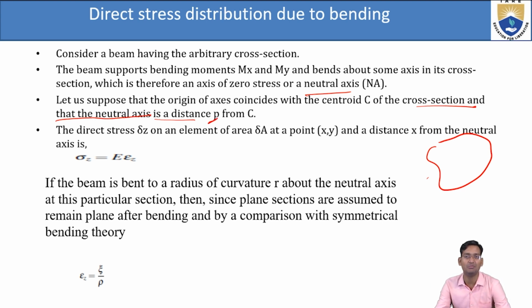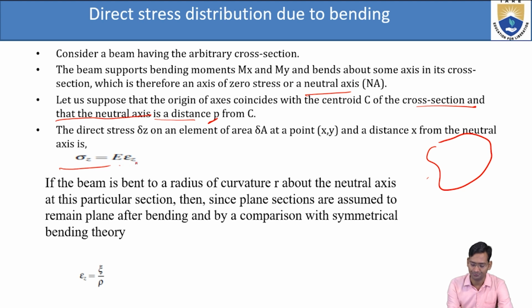So the direct stress sigma z on an element of area del A at a point x comma y, and at a distance x from the neutral axis, is found simply from Hooke's law: sigma z equals E into epsilon z. Epsilon z is the strain. From Hooke's law, stress is directly proportional to strain, or the stress equals Young's modulus of elasticity into the strain.